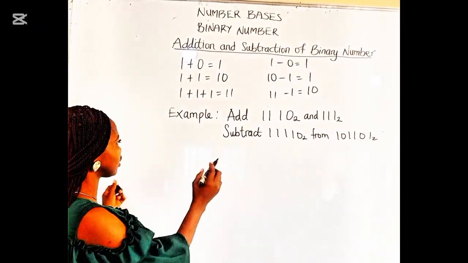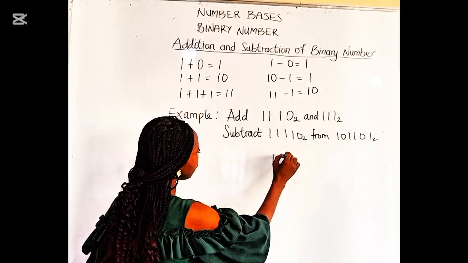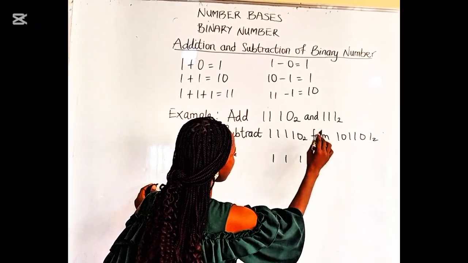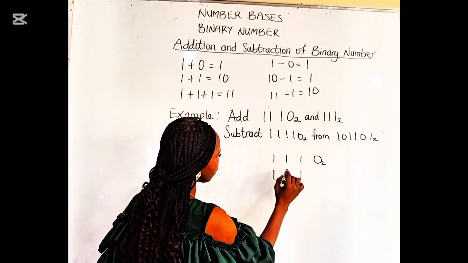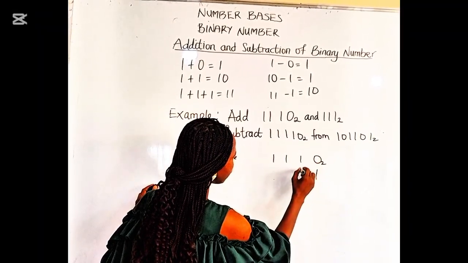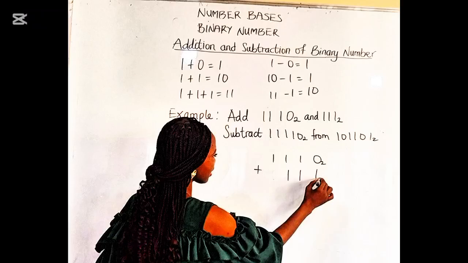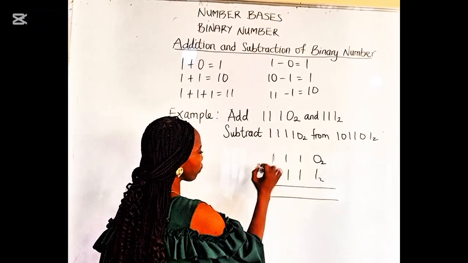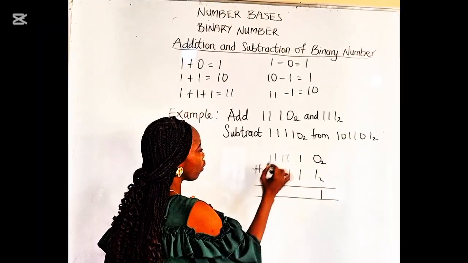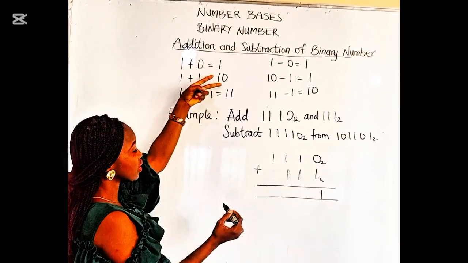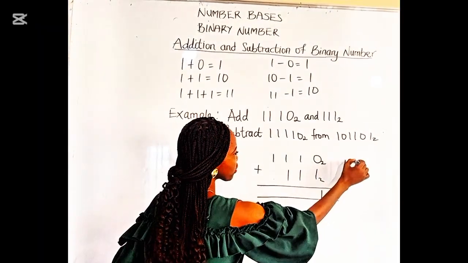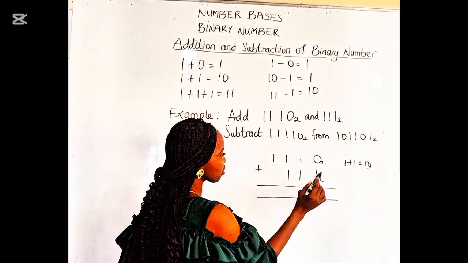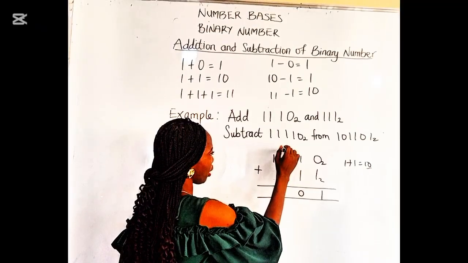Now let's add together the first one, which is 1, 1, 1, 0 base 2, and we have 1, 1, 1. Put my sign. Okay. So, 0 plus 1 is 1. 1 plus 1 is 10. So, 1 plus 1 gives me 10. I'm going to write out my 0, and my 1 that is remaining will come up.